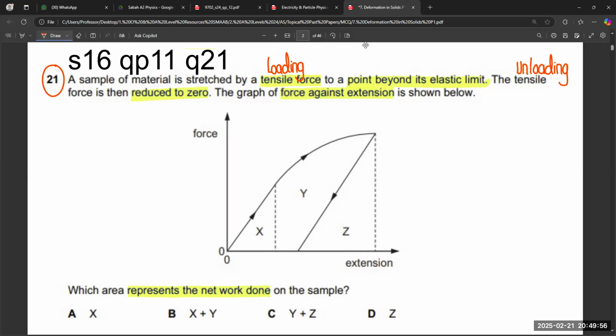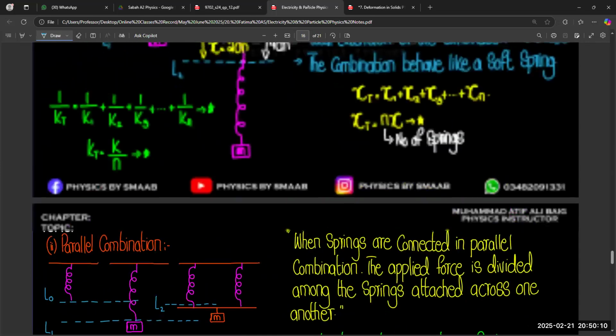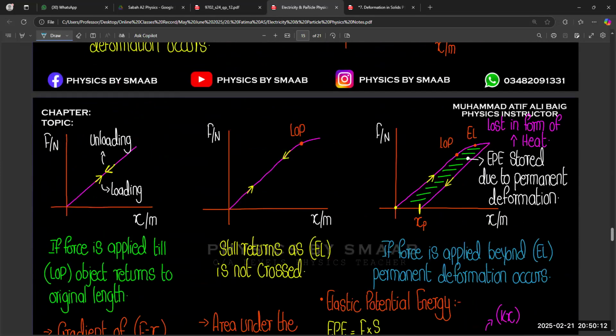So basically, it is beyond its elastic limit. That's why we got this value. And this is the unloading region. And from the notes we discussed, this region actually shows the elastic potential energy stored due to permanent deformation, and this energy is going to be lost in the form of heat. So it means this value is not useful energy. This is the waste form of energy.